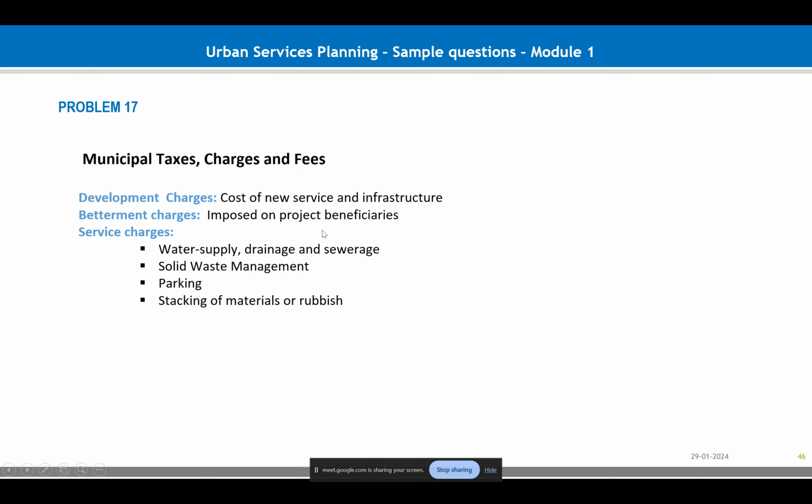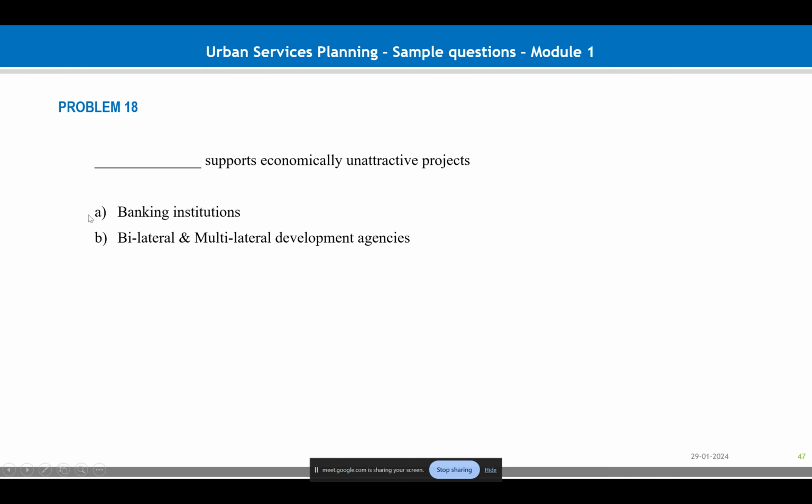Okay, so this is the last question. Which supports economically unattractive projects? There are only two options: banking institutions, or bilateral or multilateral development agencies. The catch here is that it's economically unattractive. Oops, I think I showed the answer. Yes, so the catch is economically unattractive projects. Because it's not very attractive economically, you'll have to go for other development agencies. Bilateral and multilateral development agencies are the ones who usually support economically unattractive projects.